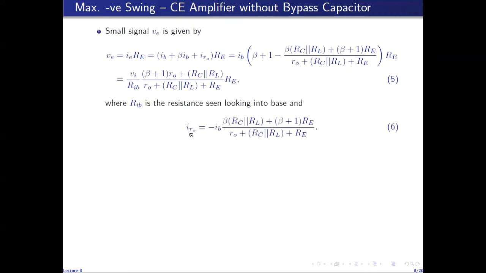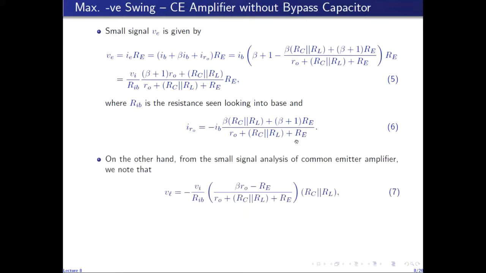And like I said, we've already computed IR naught in one of the previous lectures. It is given by this expression. We have expressed VE in terms of VI. We can also express VL in terms of VI. VL is the output voltage now. And from the small signal analysis of the common emitter amplifier, we've already computed the output loaded voltage. And this is what it is given by.